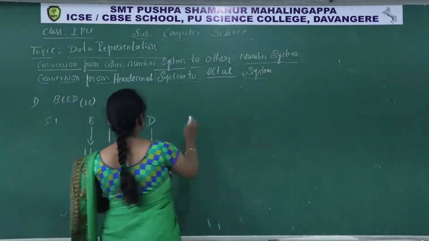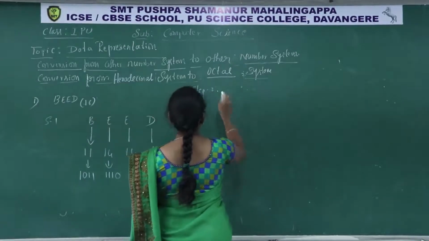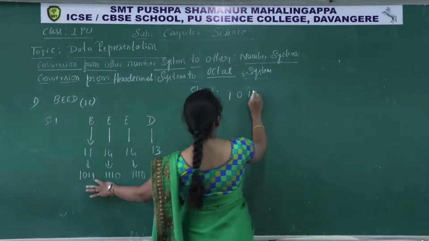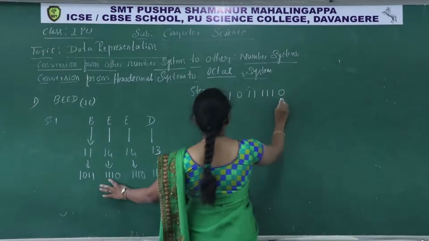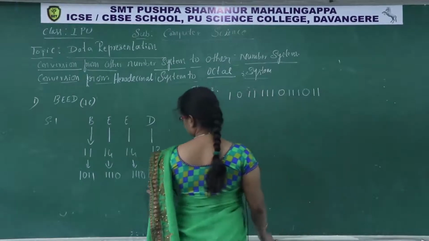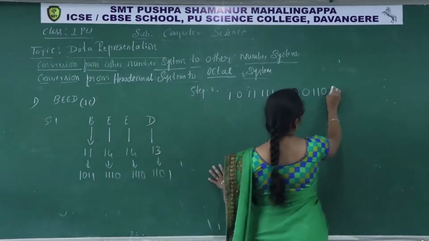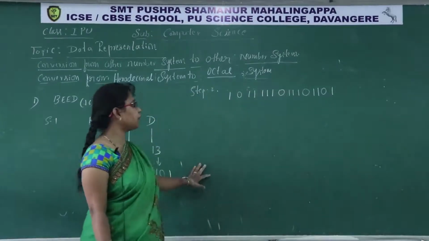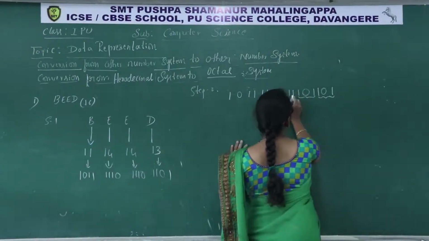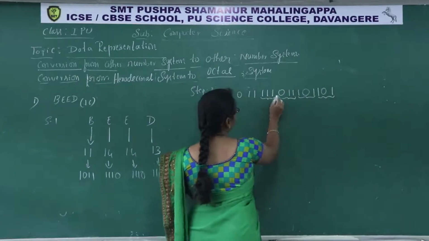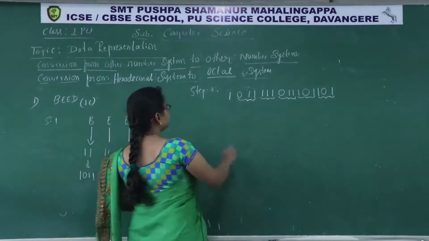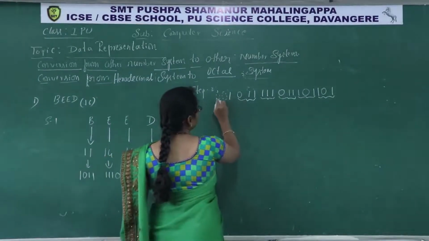Now step 2. In step 2 we have to write all the bits together: 1011 1110 1110 1101. Now we have to make groups of 3 bits from the LSB. Group 1, group 2, group 3, group 4, group 5. So there is only 1 bit left. In order to balance, we have to add 2 more zeros here.